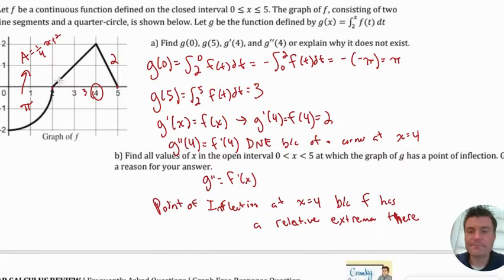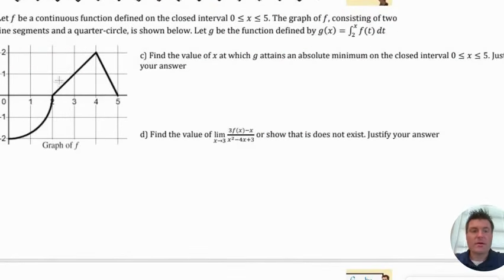All right, let's move on. Same problem, part C here. Find the value of x at which g obtains the absolute minimum. So absolute minimum, that means that we're going to use the candidates test.